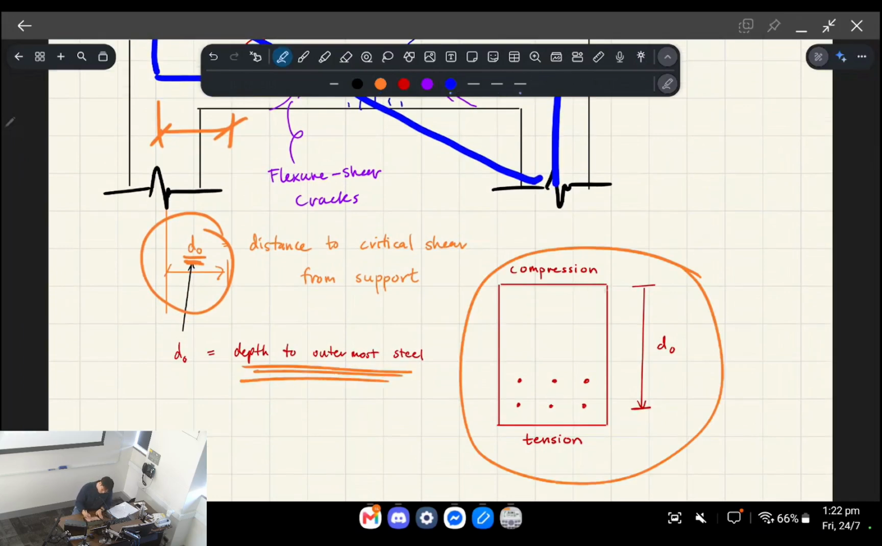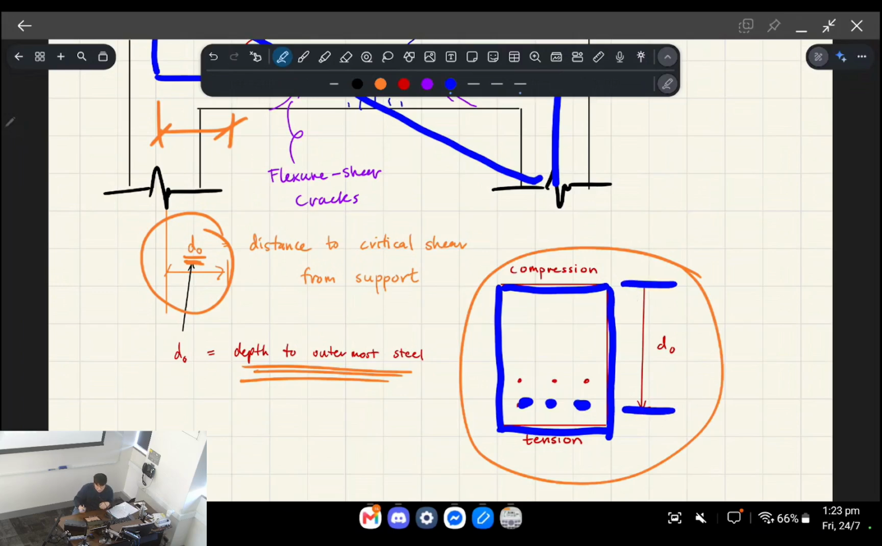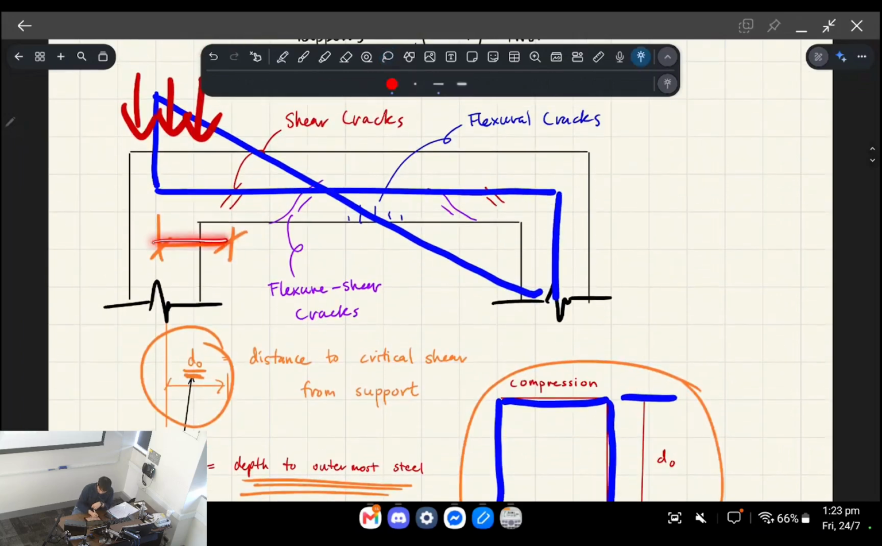So this is the cross section of your beam, and you can either have one or more layers of tensile steel. d_o is referring to the depth from the compressive face to the outermost tensile steel layer, okay? But if you only have one layer of tensile steel, it's just the same as the effective depth, basically, right? Okay, so we're saying that this dimension is projected horizontally and will inform you where the shear cracks will appear.